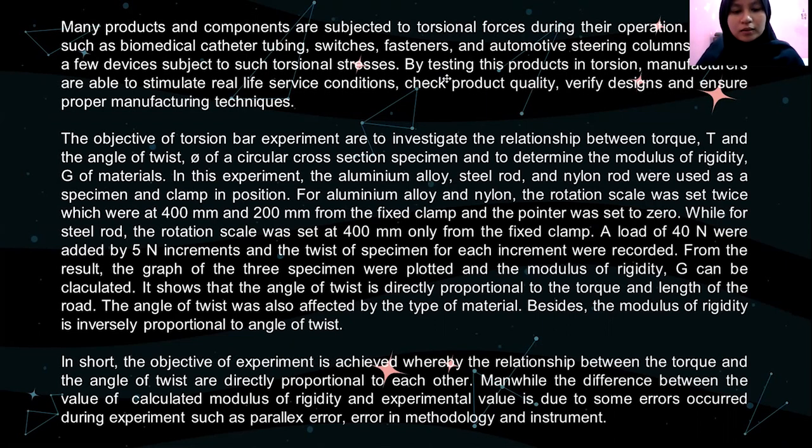It shows that the angle of twist is directly proportional to the torque and length of the rod. The angle of twist was also affected by the type of material. Besides, the modulus of rigidity is inversely proportional to the angle of twist. In short, the objective of this experiment is achieved whereby the relationship between the torque and the angle of twist are directly proportional to each other.